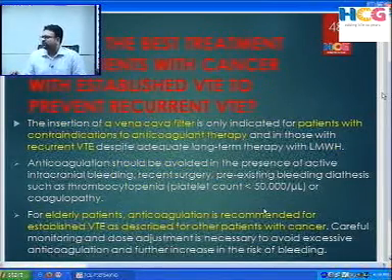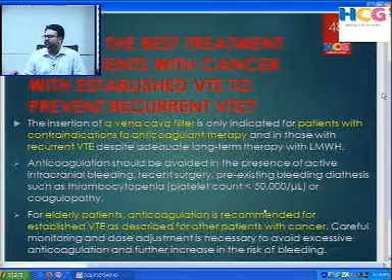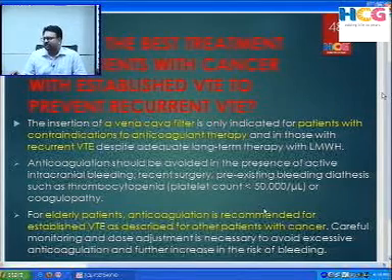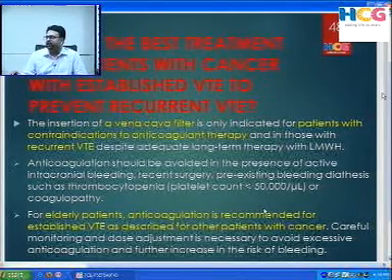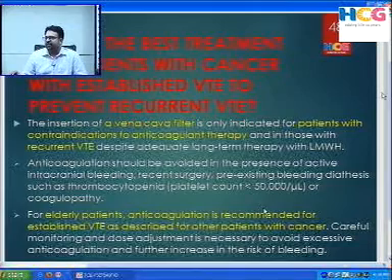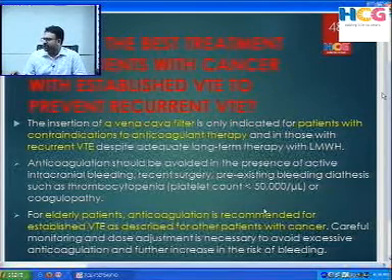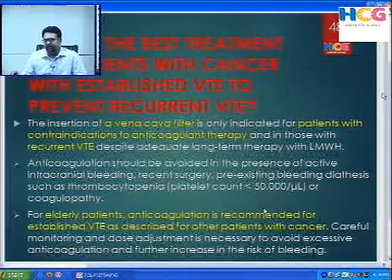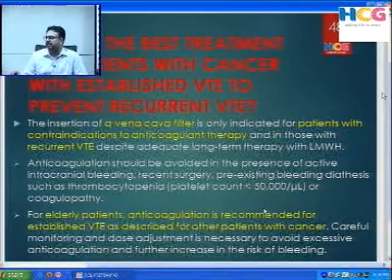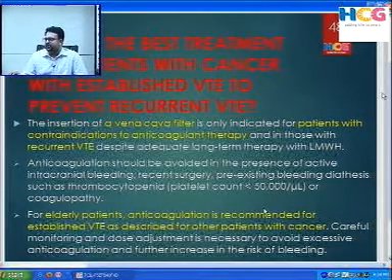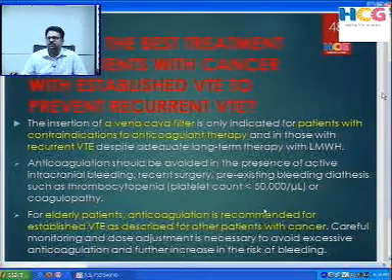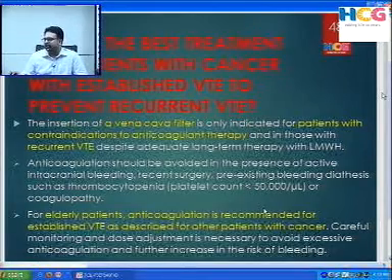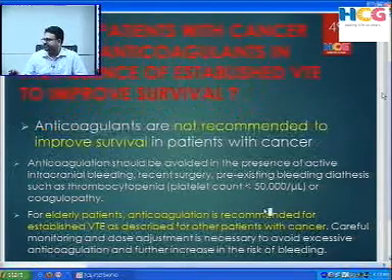So what is the best treatment for a patient with cancer with established VTE to prevent recurrent VTE? So as well as we can consider the insertion of vena cava filter in patients with a contraindication to anticoagulation therapy and those with recurrent VTE despite adequate anticoagulation. For elderly patient, the anticoagulation recommended for established VTE as described with any other patient with cancer.